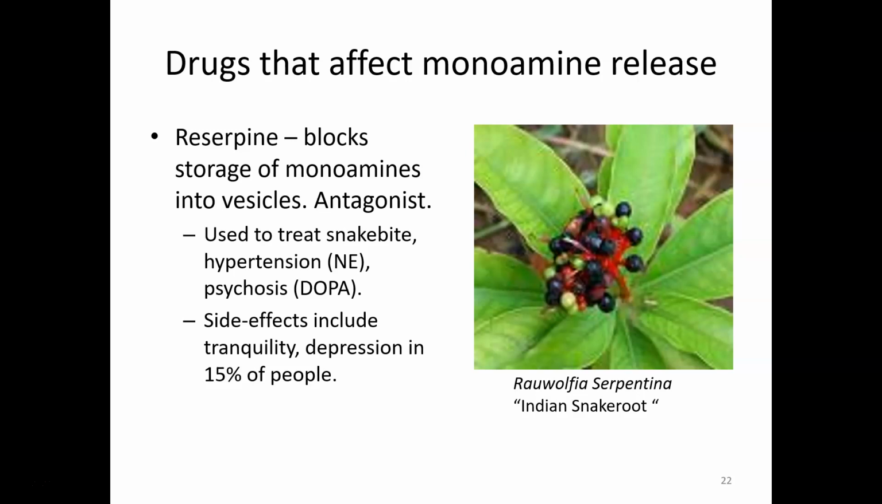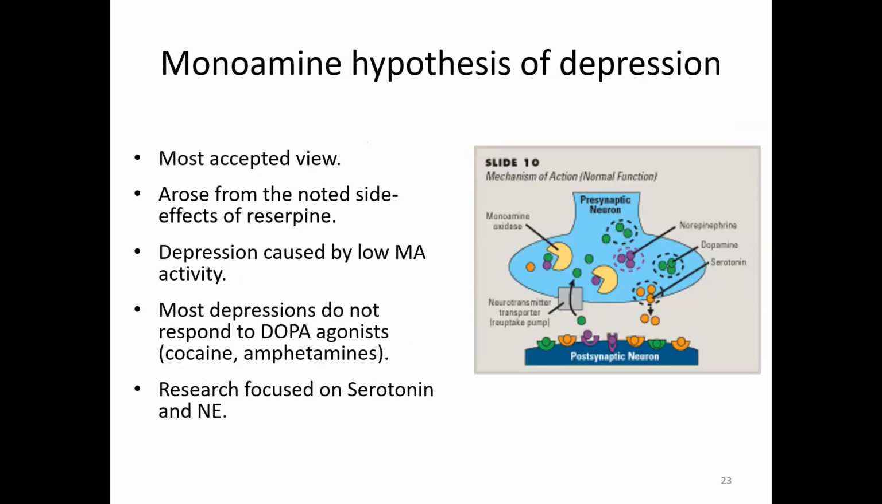It was used up until the 1950s to treat hypertension and psychosis, but researchers found that some of the side effects of this plant included tranquility and depression in about 15% of people. This side effect led to what we call the monoamine hypothesis of depression. This is by and large the most accepted view of how depression happens at a neurotransmitter level. The link between the monoamines and depression resulted from the treatment of hypertension with reserpine.